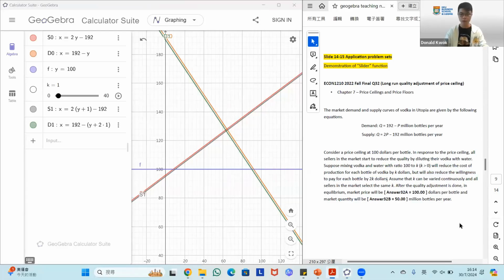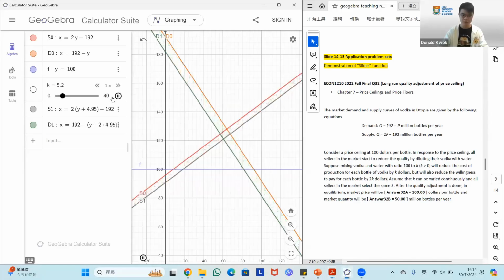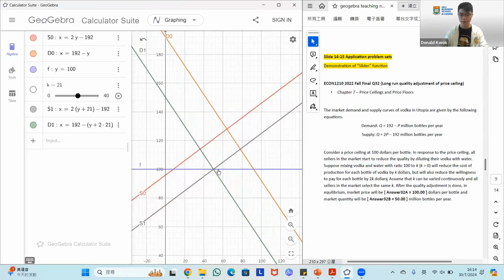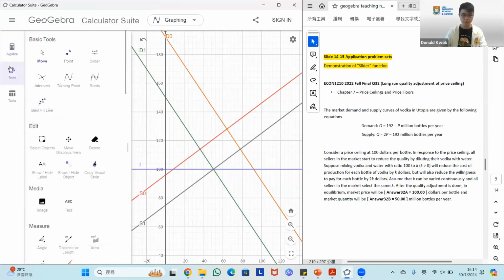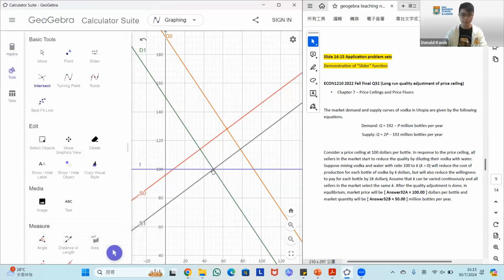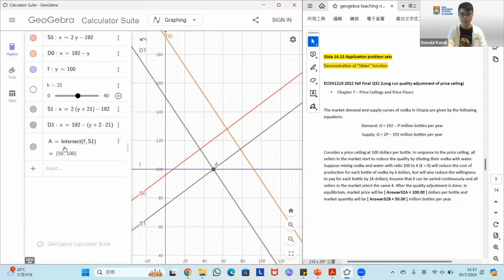In the long run, we know that the new demand and new supply would adjust until the point where they intersect at the original price ceiling of $100. Hence, we can just let GeoGebra play itself until the point where they intersect the original price ceiling of $100. So at this point, it will be the new market equilibrium, point A, and we have successfully found the market equilibrium price, 100, at the original price ceiling, whereas the market equilibrium quantity is 50 units.